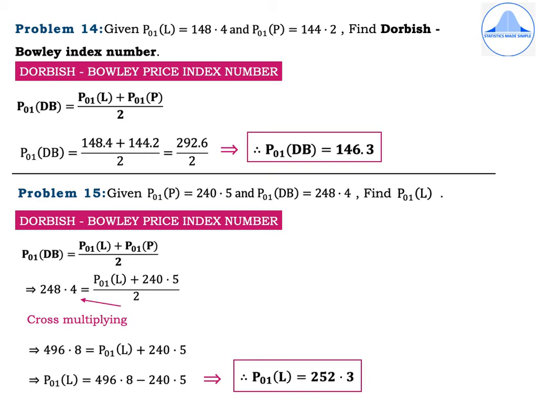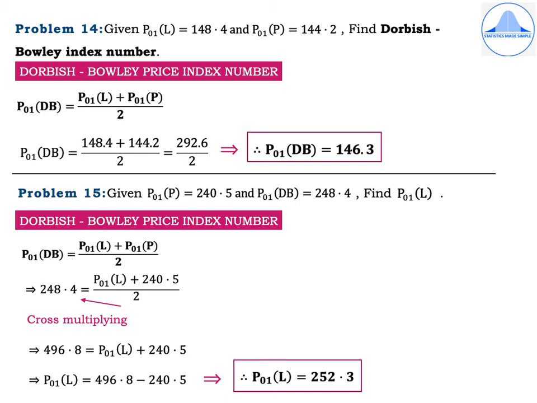Problem 15. Given P01 of P equal to 240.5 and P01 of dB equal to 248.4, find P01 of L. So since Paget's and Dorbish-Bowley are given and we have to find out Laspeyres, we make use of Dorbish-Bowley price index formula, that is P01 of dB is equal to P01 of L plus P01 of P divided by 2, which implies 248.4 is equal to P01 of L plus 240.5 whole divided by 2.